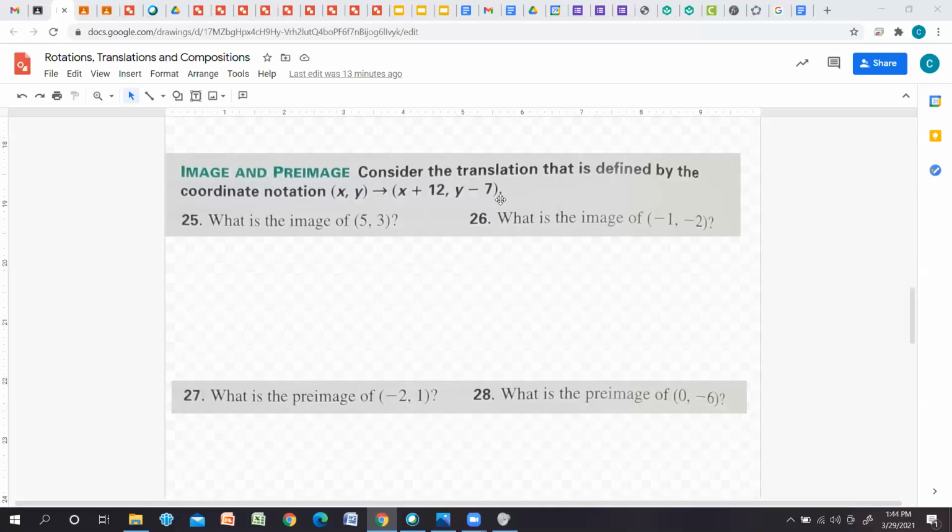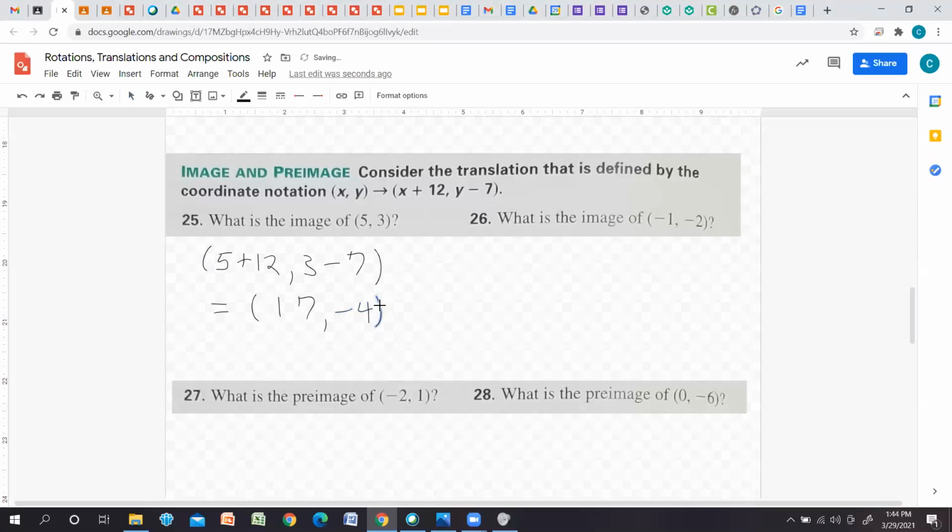Well, x is 5 and y is 3. So I'll write it out. 5 plus 12 and 3 minus 7. And so that means the new point is 17, -4. Okay? So that would work for 26.